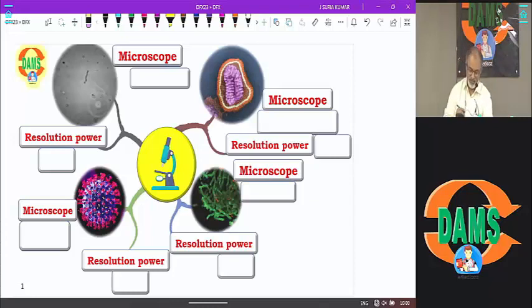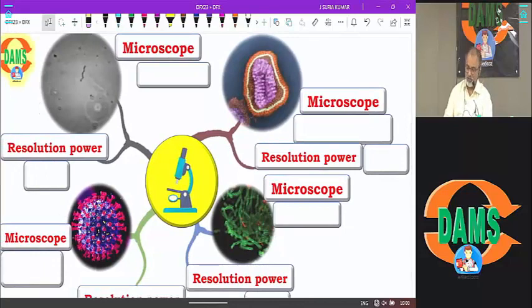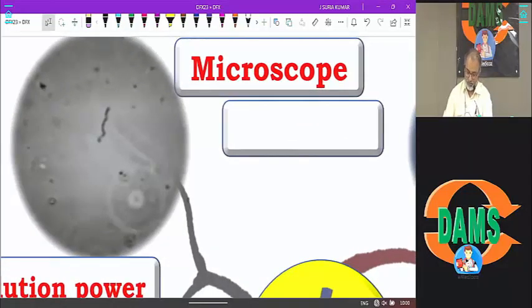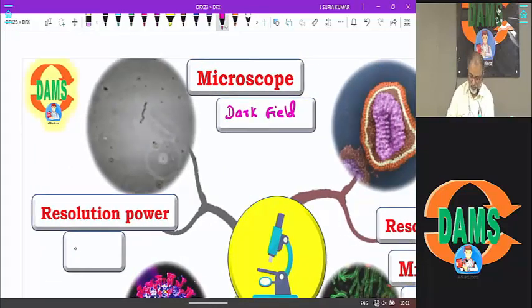I'll start with the first one. See, different kinds of microscopes and resolution powers are there. What is this microscope? No, this is a dark background. This is called a dark field microscope. Resolution power is 0.2 micrometer.